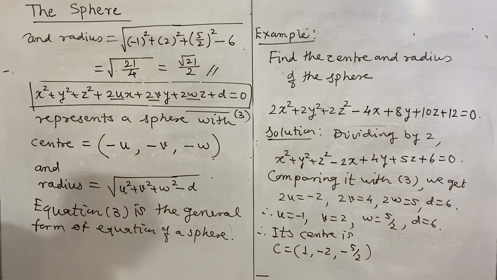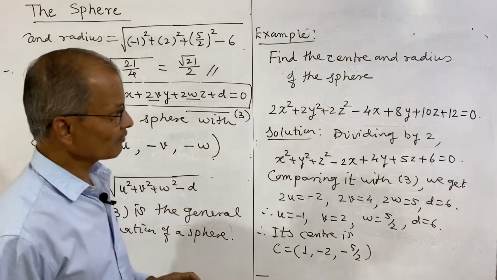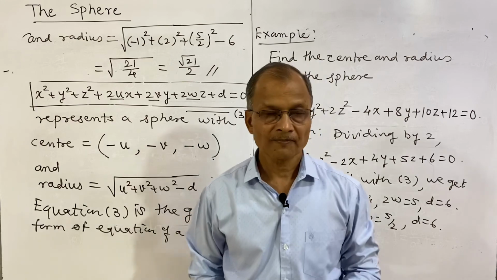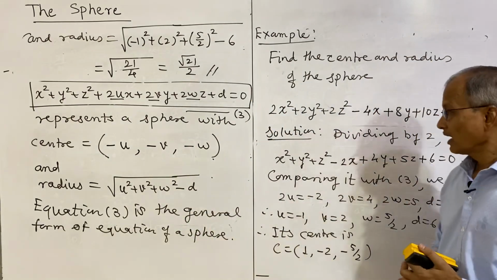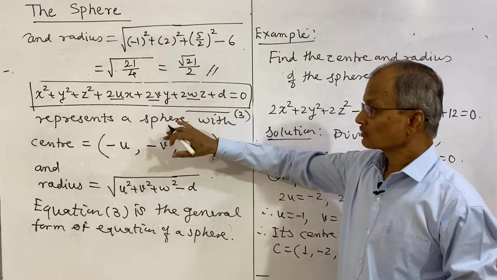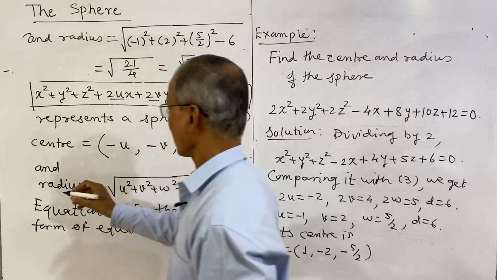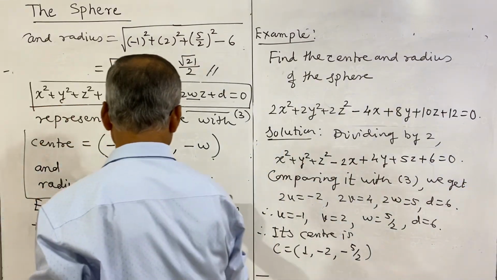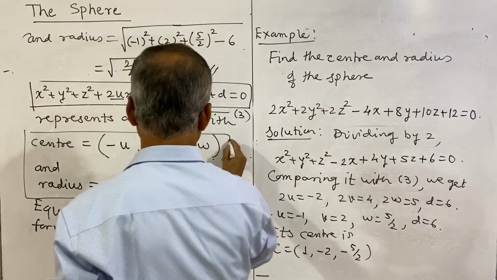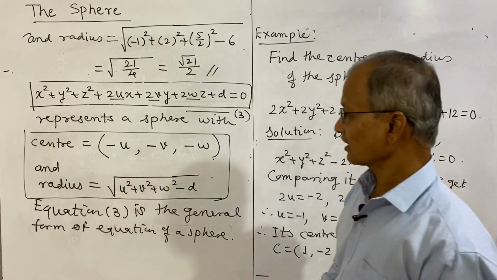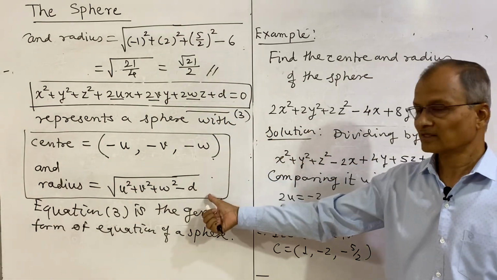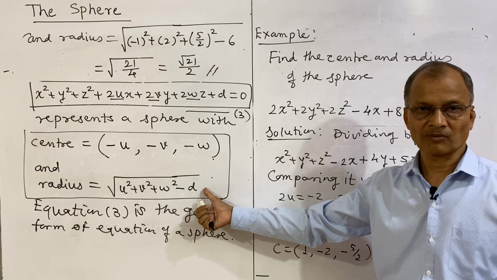So in this lecture we have studied two important forms of the equation of a sphere, which are the center-radius form and the general form. So this we have to remember as formulae. If the equation is given in general form, the center and radius are obtained by these formulae.